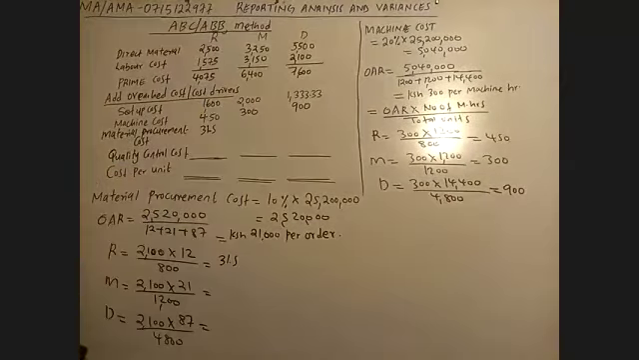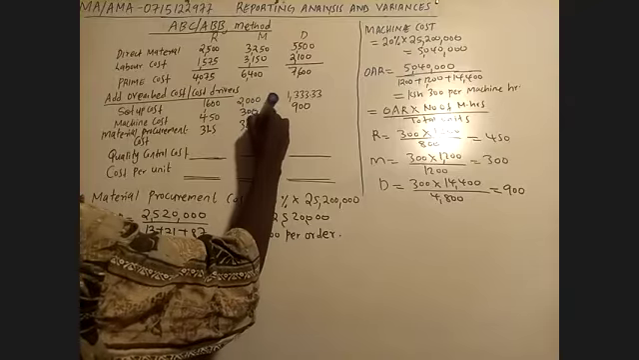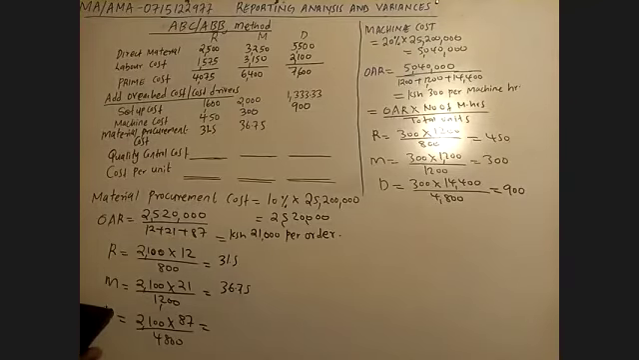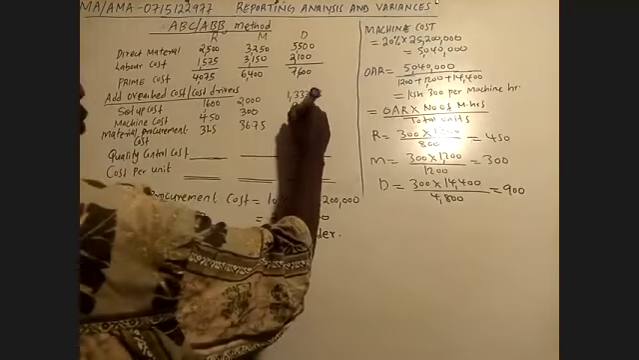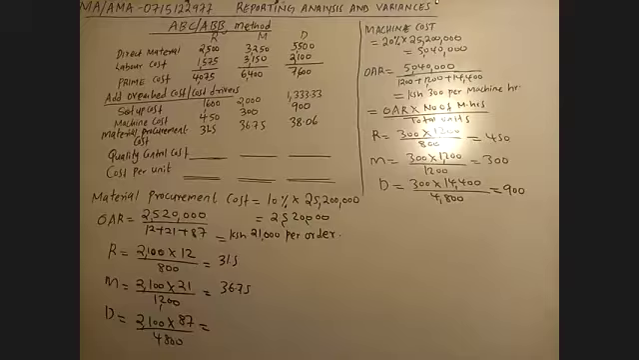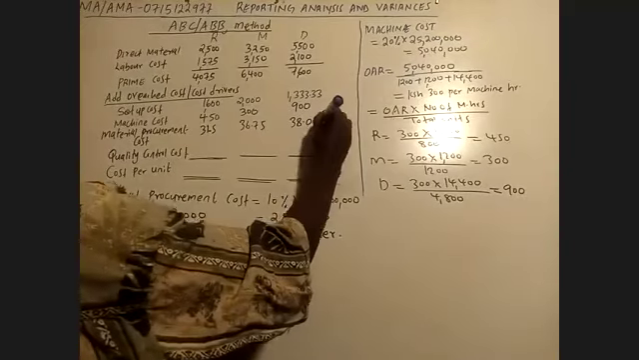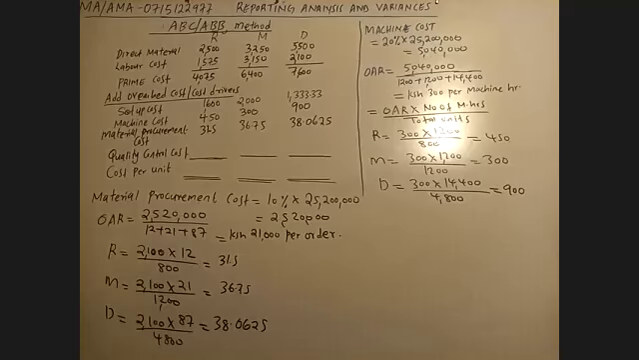2,100 times 12, we divide by the 800, that is 31.5. 2,100 times 21 divided by 1,200, that is 36.75. So per unit, that's 36.75. 2,100 times 87 divided by 4,800 is equal to 38.0625. Let's put it all, because the decimal is not long.